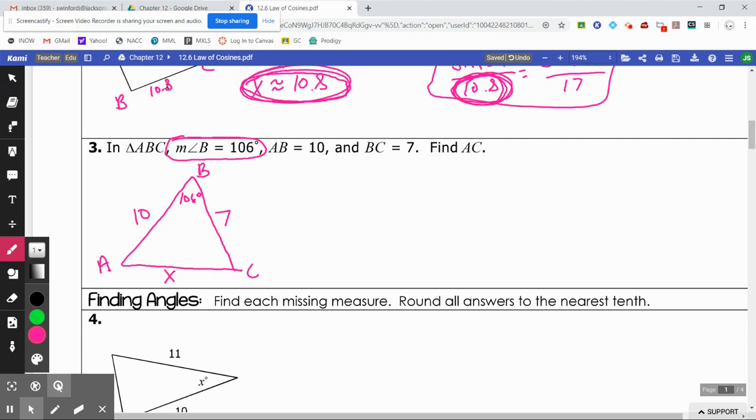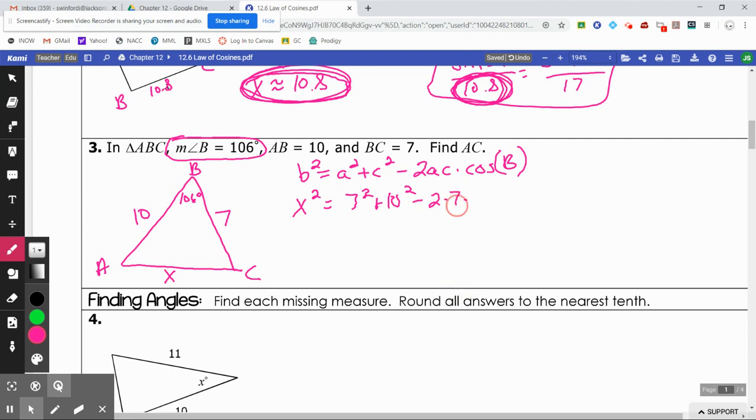Well, honestly, now that you've got this thing labeled, if you wanted to, you could erase these letters and you could let this be angle A and let this be B and C, and you could use that exact same formula we've been using, but we will go ahead and do it the way that they've got it labeled here, A, B, and C. And since we have angle B, we're now going to use B squared equals A squared plus C squared minus 2AC times the cosine of B. And you notice that that one does involve angle B. So little b is going to be our x, so x squared equals 7 squared plus 10 squared minus 2 times 7 times 10 times the cosine of 106.